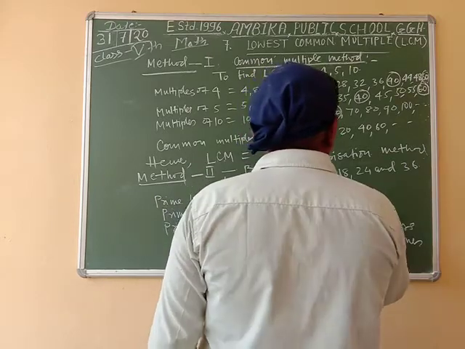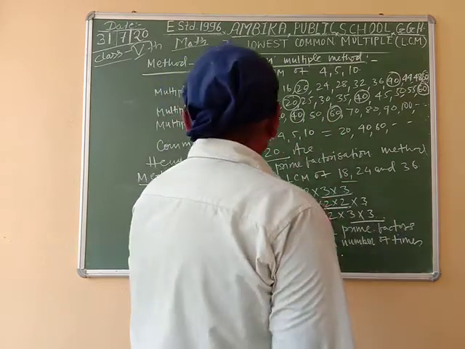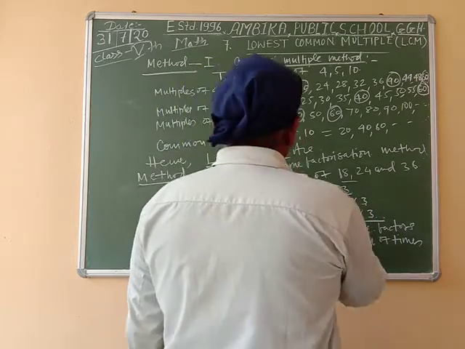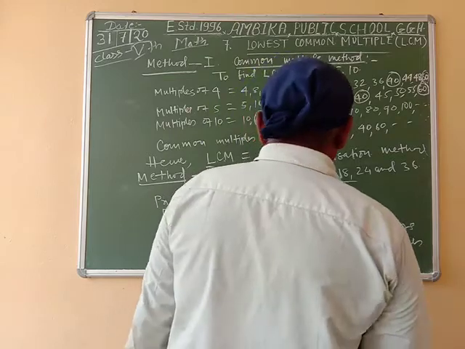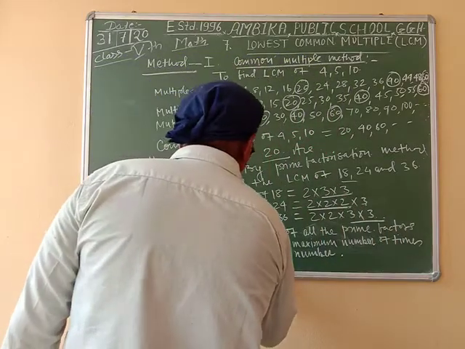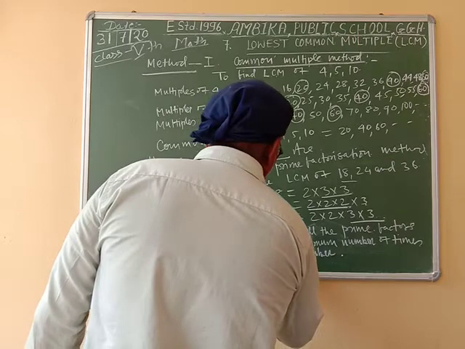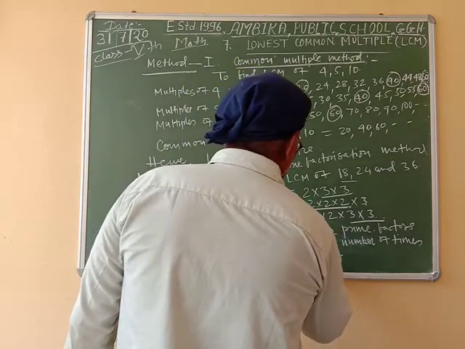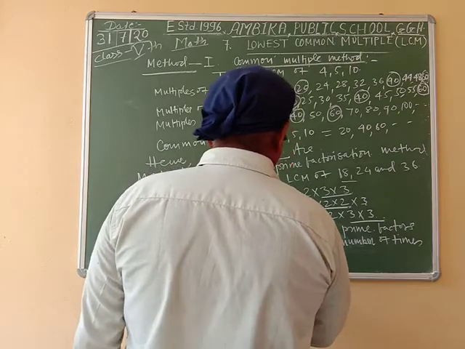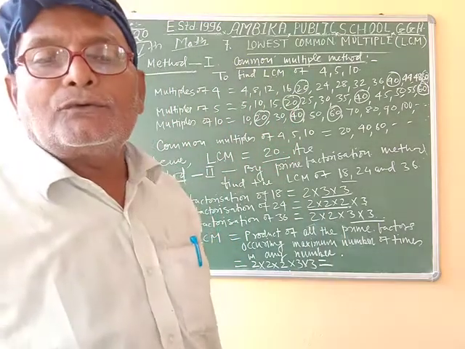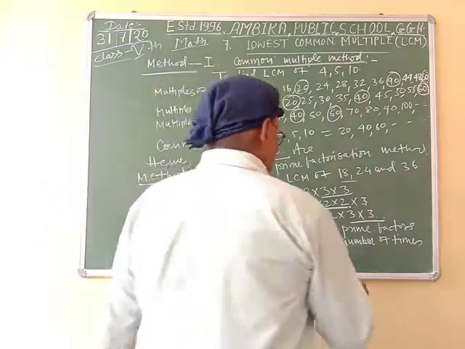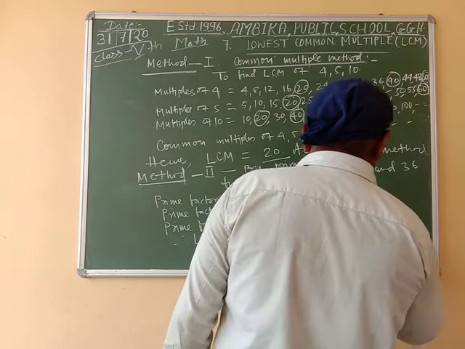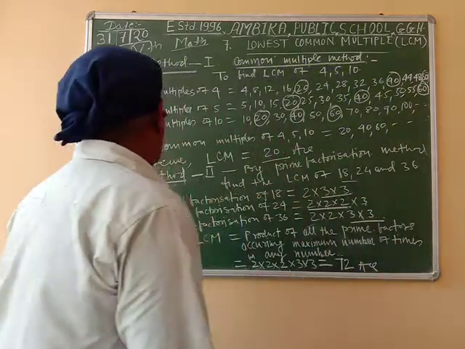Here 2 occurs 3 times in 24 and 2 occurs 2 times in 18 and 36. So the LCM will be 2 into 2 into 2 into 3 into 3. The product will be 72. So the required LCM will be 72.